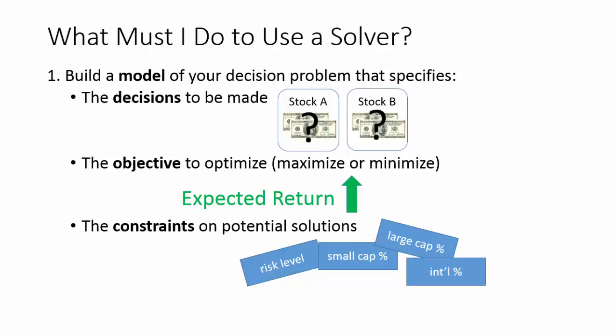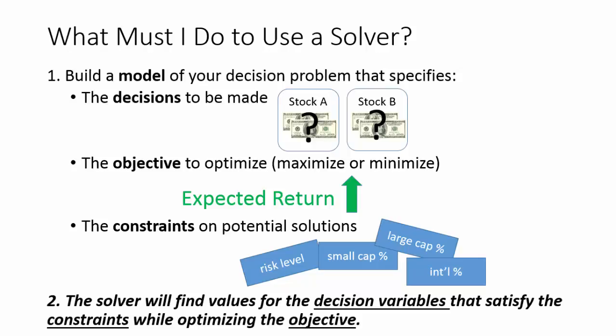Once we've modeled the decisions, the objective, and the constraints, then we can let the solver do the difficult work. In fact, the solver will then find values for my decision variables that satisfy all of the constraints that I've specified while optimizing the objective. This is the power of an optimization model, and it's what we'll be learning about in the following segments of this course.